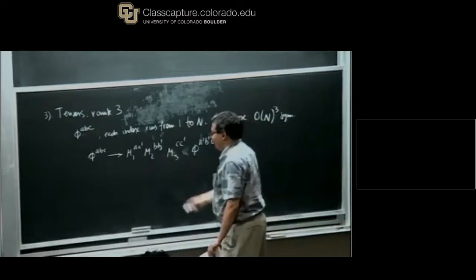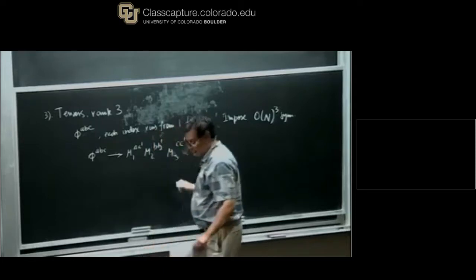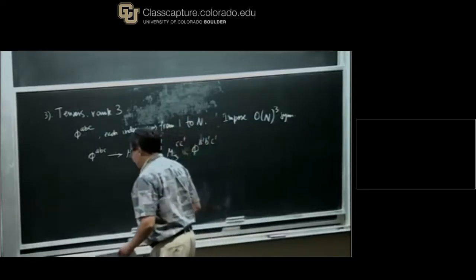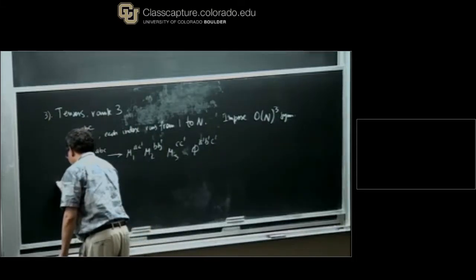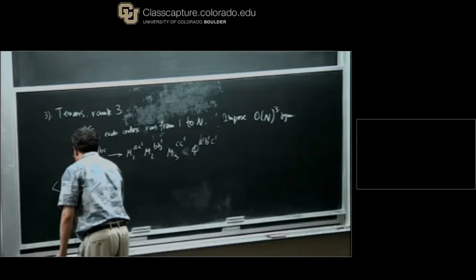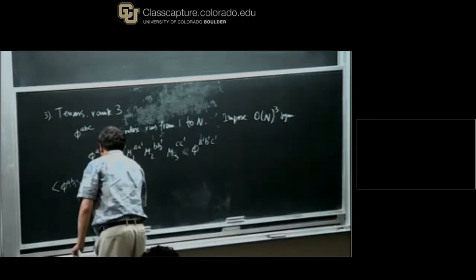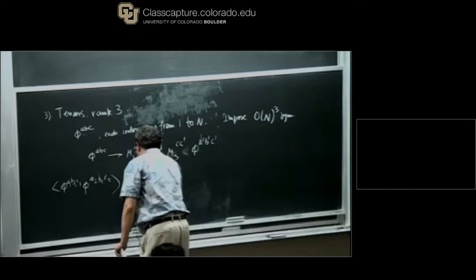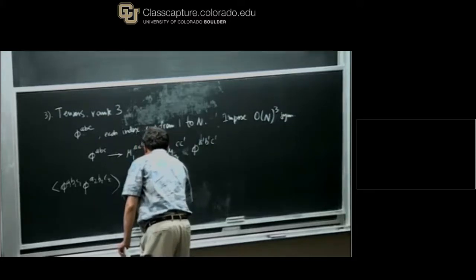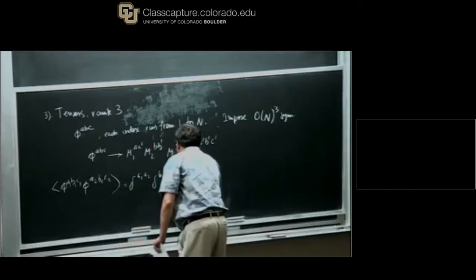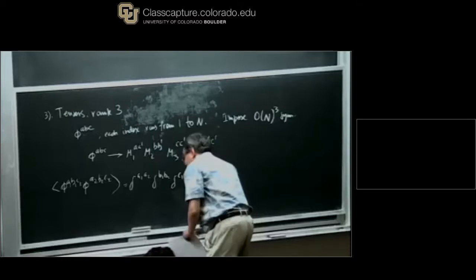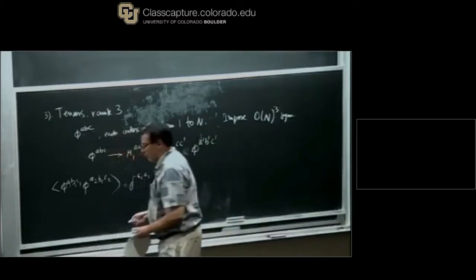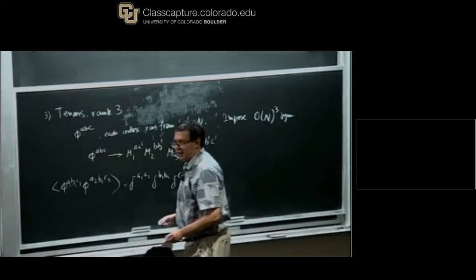And now these are three separate O(N) matrices. By O(N) cube symmetry, you expect the propagator to look like delta A1, A2, delta B1, B2, delta C1, C2. And this we will represent now by a triple line. This is what people who work on this for a living call stranded graphs or wire graphs.